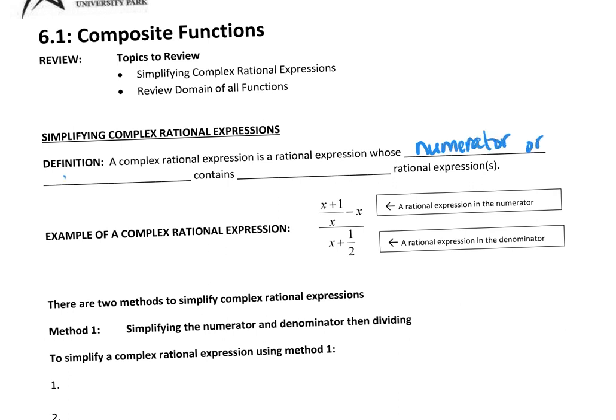or the denominator contains a rational expression. So notice here, this particular example of a rational expression, this numerator has a fraction in it. This denominator also has a fraction in it. So we have to go and take care of all that.